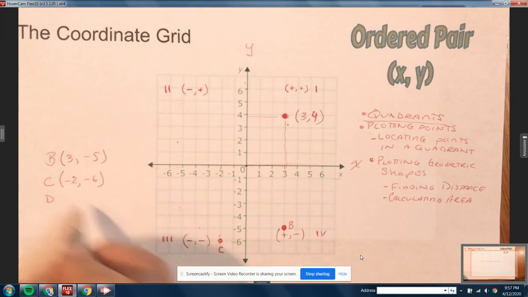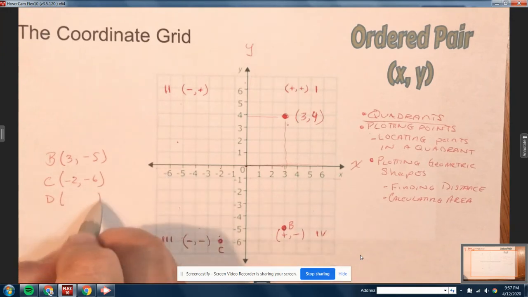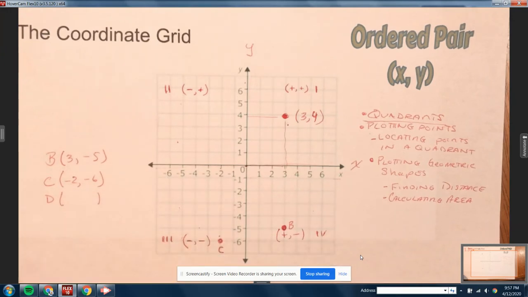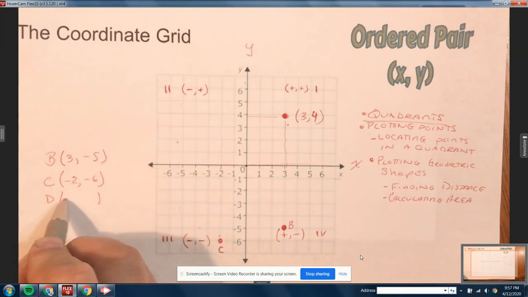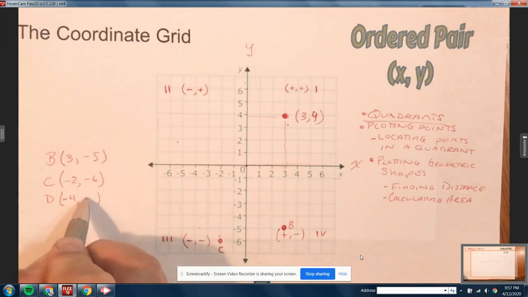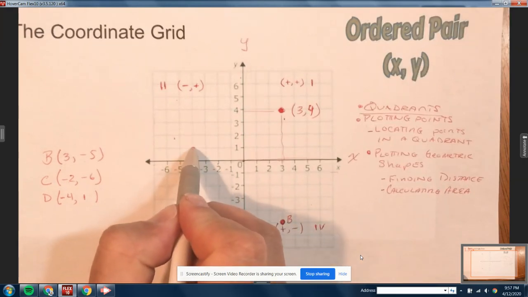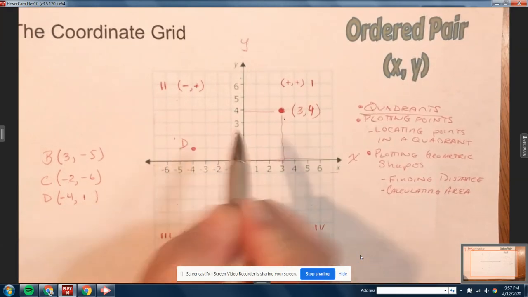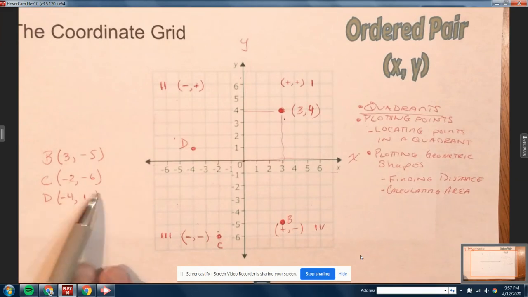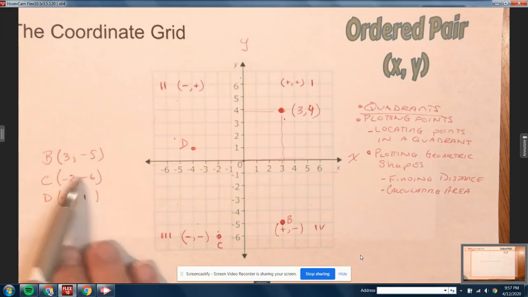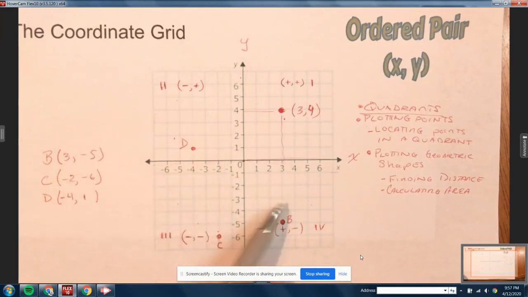And just to kind of close it all up, we can plot a point in quadrant 2. We'd have to have a negative value first, and then a positive value. So -4, 1. And that's point D. So by looking at the values of the x and y coordinates, we can determine which quadrant a point is located in.